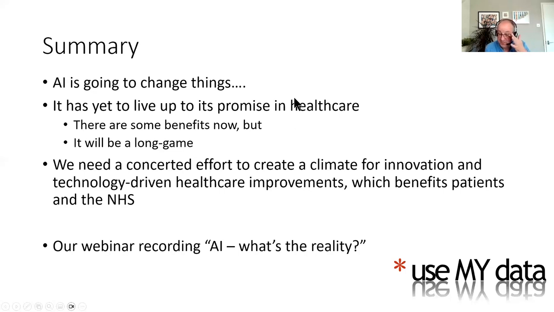It's definitely going to change things. There's no doubt it's changing things already. It's changing the way you interact with the world and through the internet with Google searches, for example. It's changing the way the NHS is thinking about how it wants to use its data. But for me, it's going to take a long time to work its way through to get some real benefits and to do it properly.